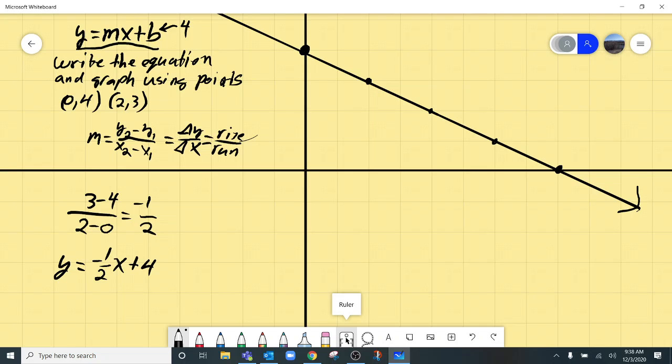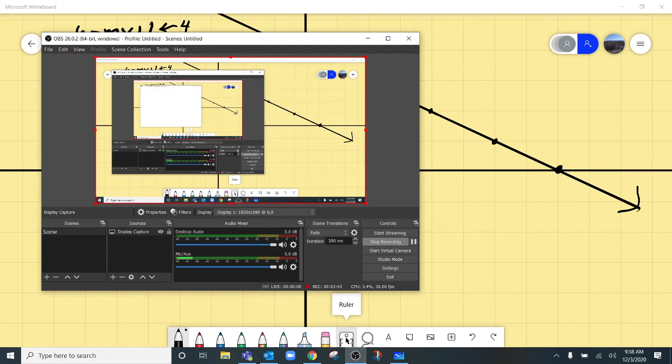So just to recap really quickly, slope-intercept form, y equals mx plus b. It's called the slope-intercept form because it has the slope m and the y-intercept b, and it is very useful for graphing. To find the slope, change in y divided by change in x, or y2 minus y1 over x2 minus x1. And that's it, hopefully.